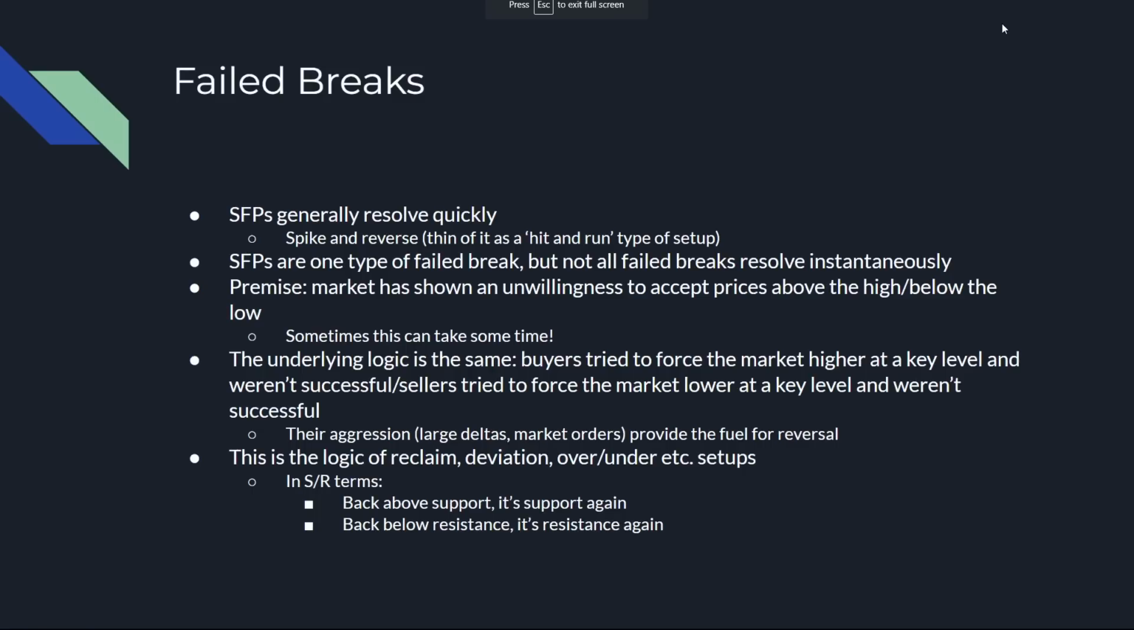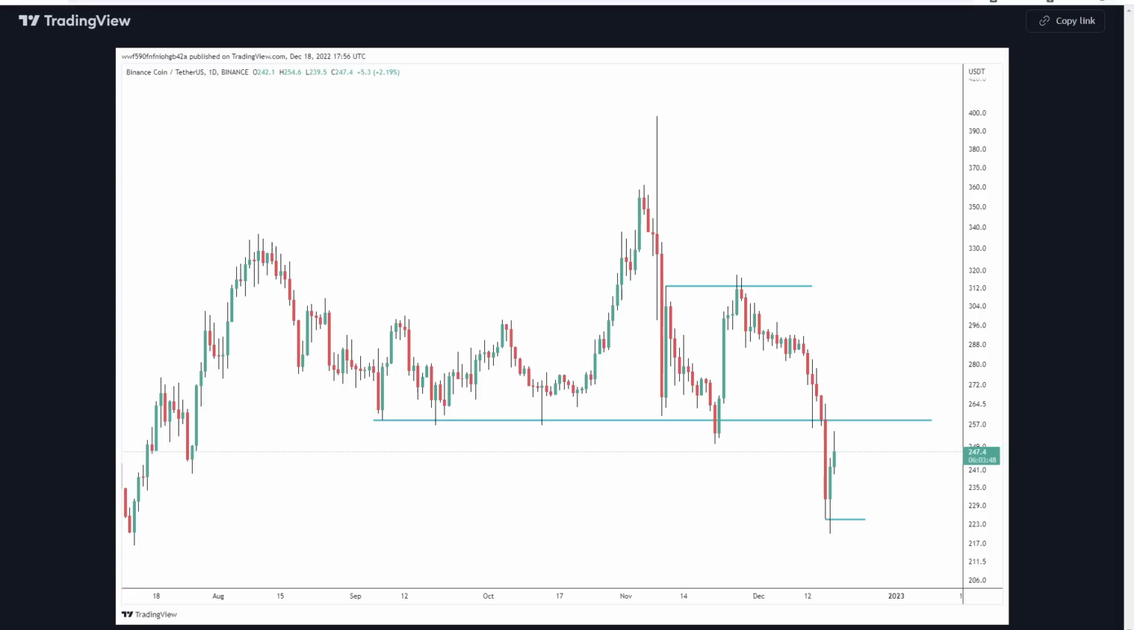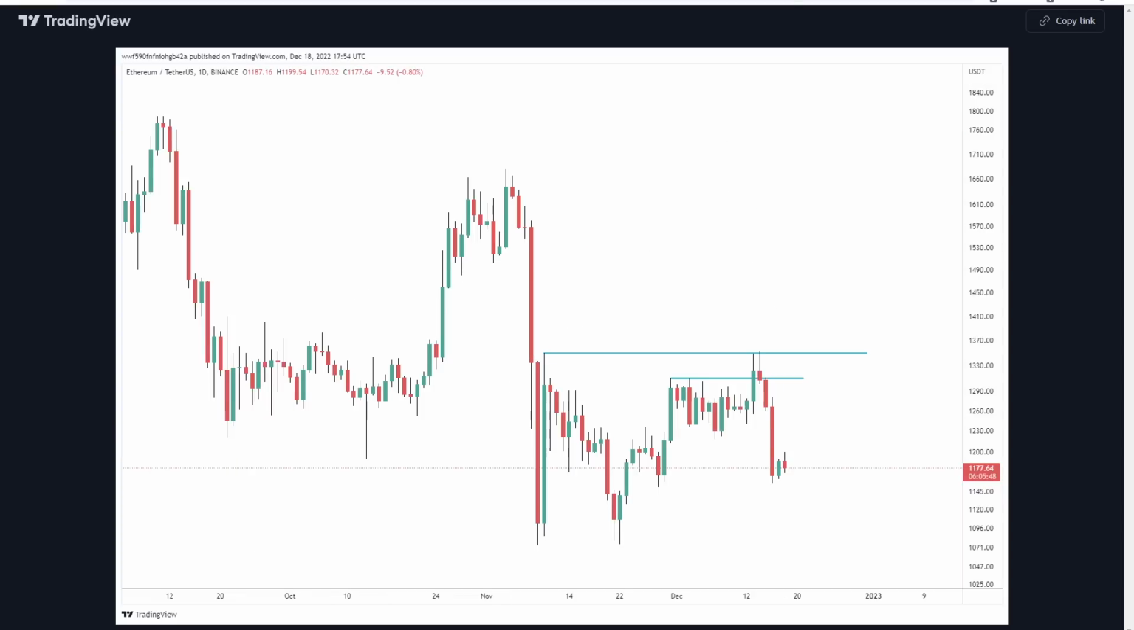Okay. Now, failed breaks, and we're zooming out a little bit. If we take SFPs, generally they resolve quickly, and it's best to think of it as a hit and run, spike and reverse type of setup. As we saw in a lot of the examples, if the SFP is going to be correct, it won't spend a ton of time at the level itself. This is potentially one on the ETH 4-hour. You have a swing high, market comes in, spikes it, closes below, and then woof, teleports, right?